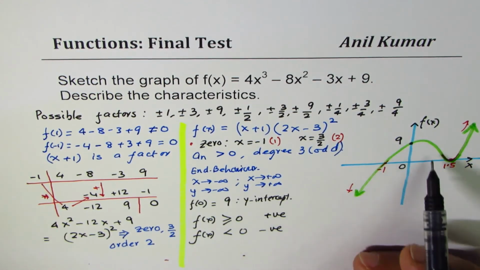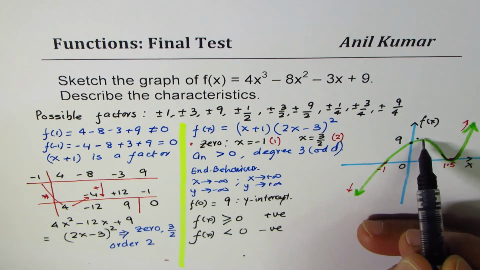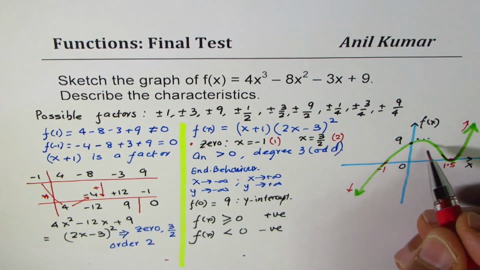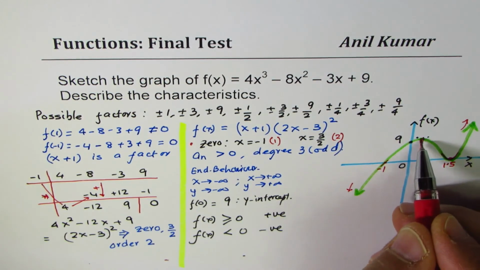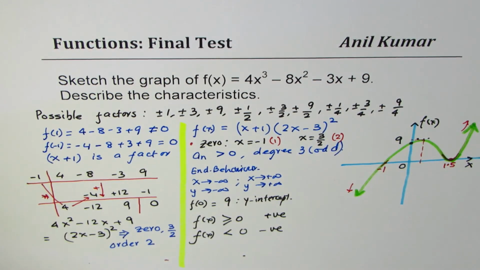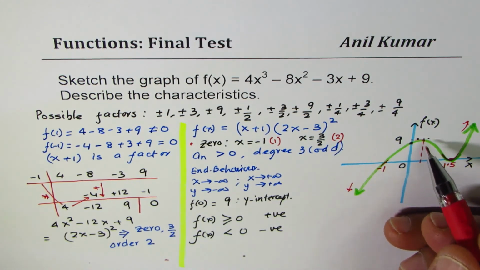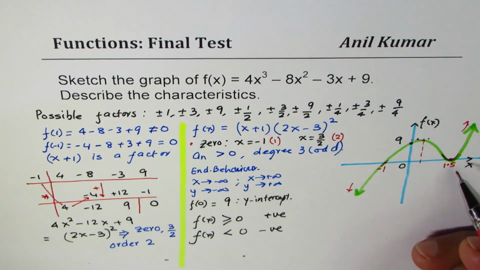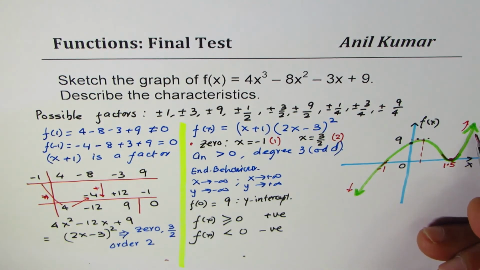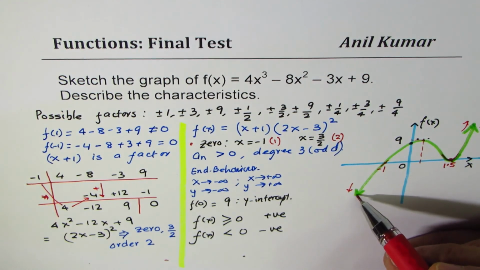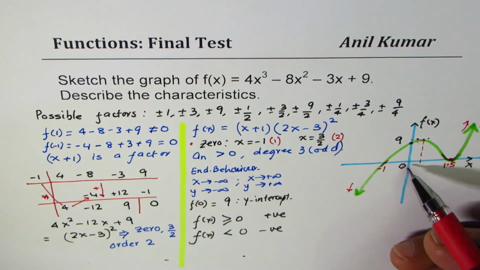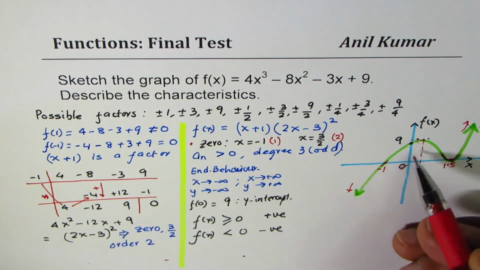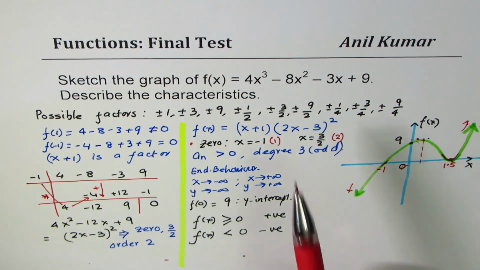However, to find increasing decreasing intervals, we'll have to find this point, which is not easy with the given calculations, right? To be on the safe side, you could always say it is increasing from 1.5 to infinity, and it's also increasing from minus infinity to at least 0, we are sure of, right? So that is how actually you can answer many questions related to the given polynomial.